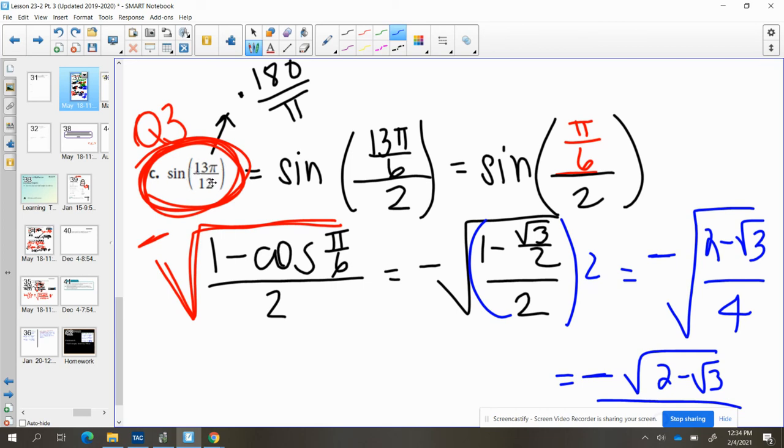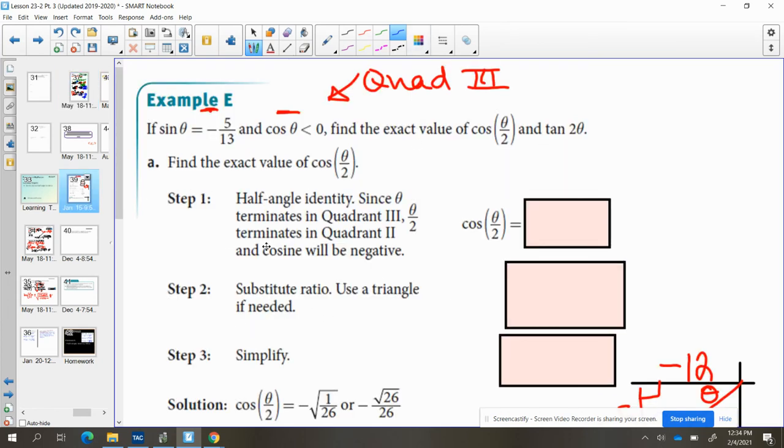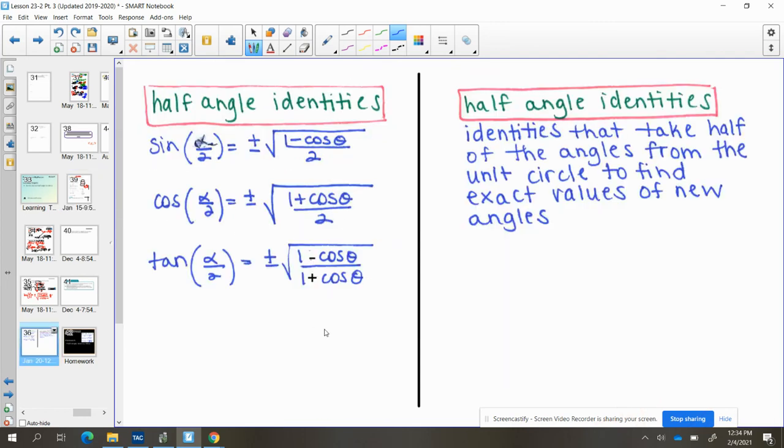Okay, there's a whole other part to this that we will look at, dealing with drawing our reference triangles and comparing those values, similar to what we've done with the sum and difference and double angle. But for now, make sure you have these formulas written down, and we'll work more with them in class.